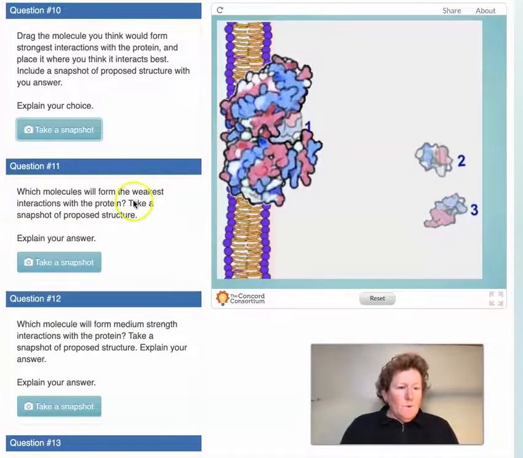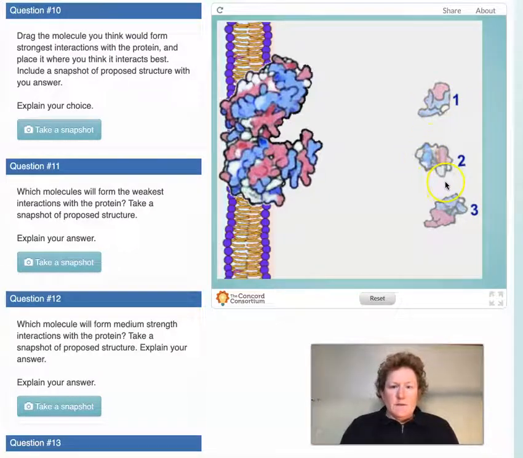Question 11 says, which molecules will form the weakest interaction with the protein? Take a snapshot of the proposed structure. Well, you can think about, I'm going to take one out here. That's probably the strongest. Which one's going to be the weakest? Which one looks the least like number 1? And you can also think not only shape, but also think about charges.